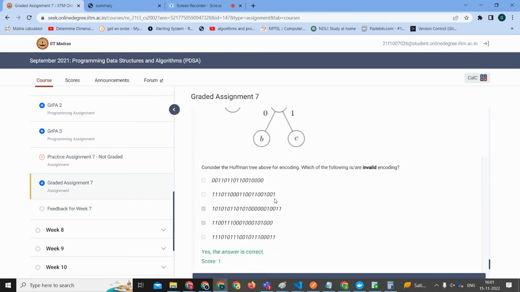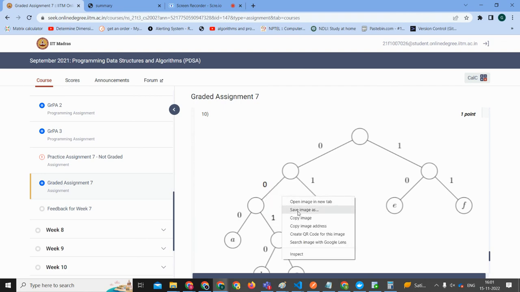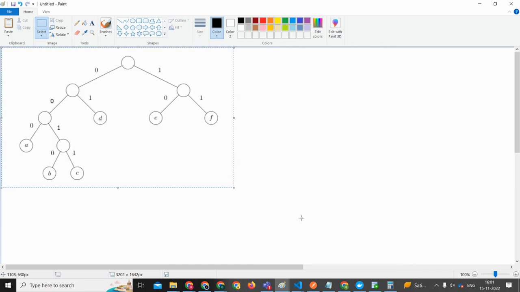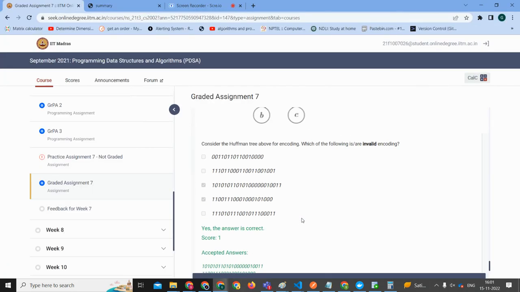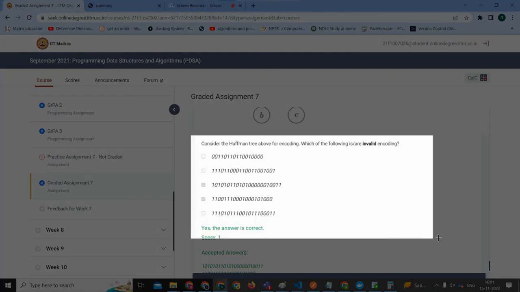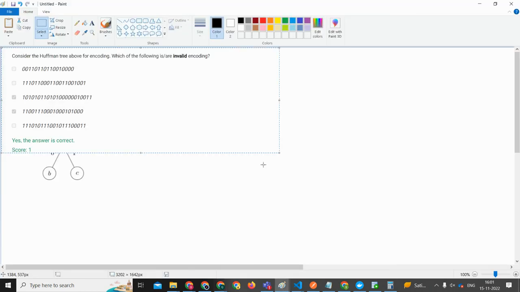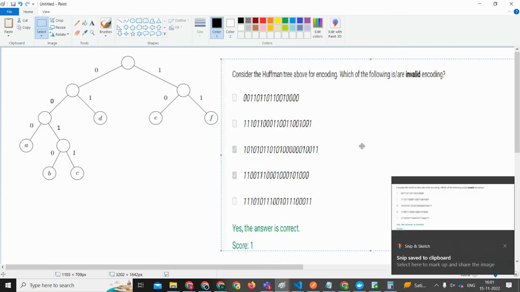And here we come to the last one. Answer the Huffman tree. Go for encoding, valid and invalid. Okay, fine. So this is easy. How to do this? I'll just show it in a second.